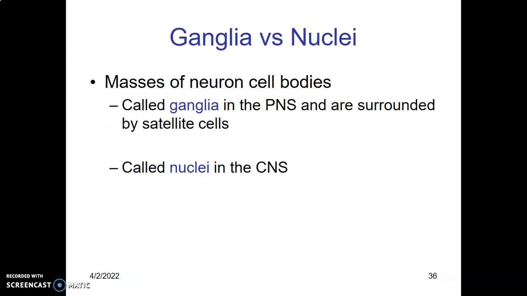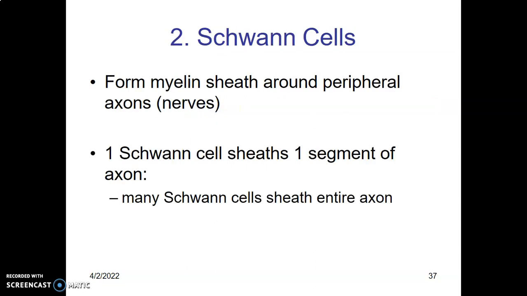So what is the difference between a ganglion and a nucleus? A collection of neuronal cell bodies in the peripheral nervous system is a ganglion, and when there are many, ganglia. These are usually surrounded by support cells, which we've said are the satellite cells in the peripheral nervous system. A collection of neuronal cell bodies in the central nervous system forms the nuclei. Remember, we say the central nervous system is the brain and spinal cord.